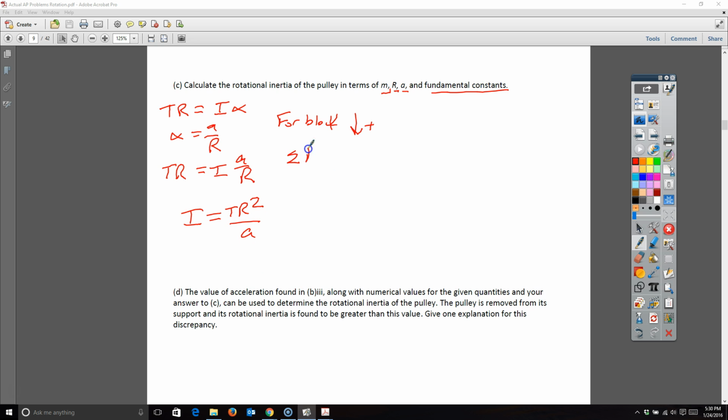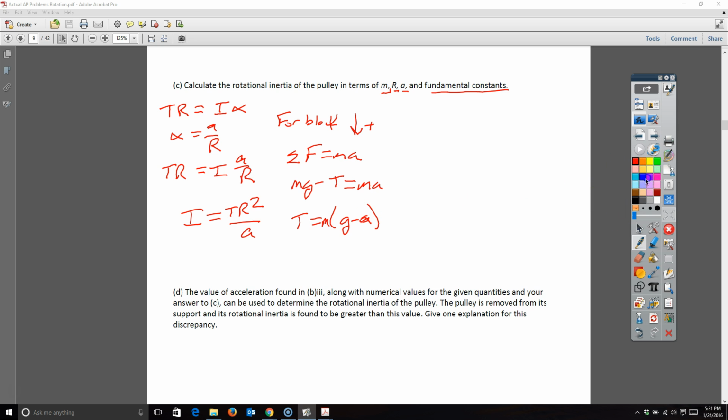At that point we can say the sum of the forces is equal to mass times acceleration since it is accelerating. mg minus T, since the block is moving down, we're going to call mg down positive, so that's why it's first, and then that's equal to ma. And now we can say T is equal to m times g minus a.